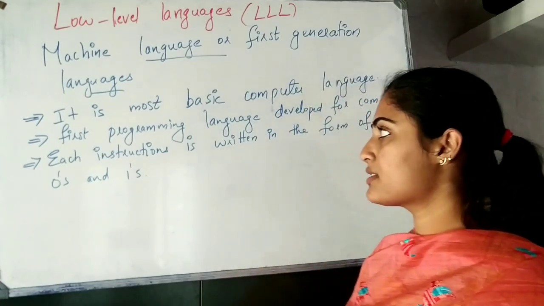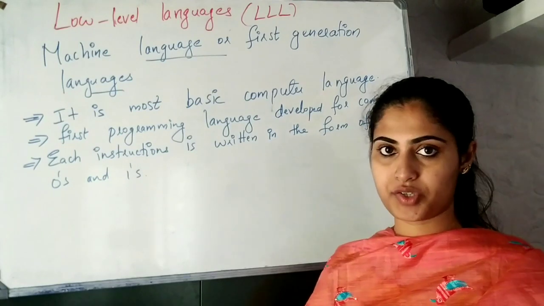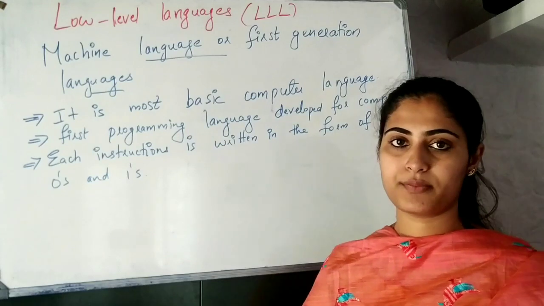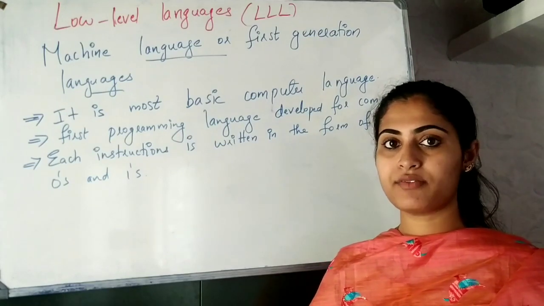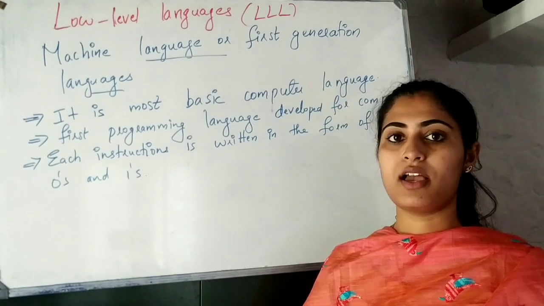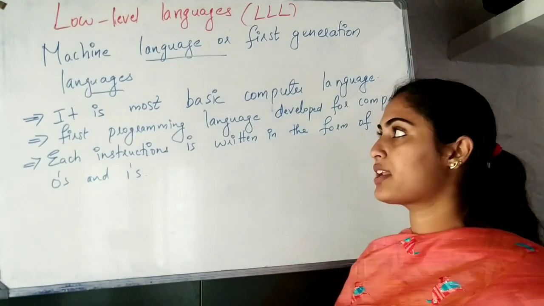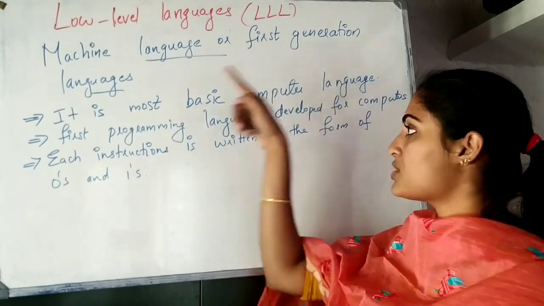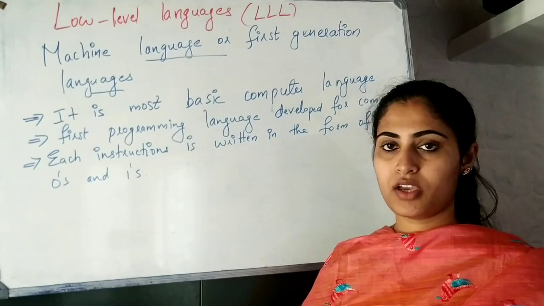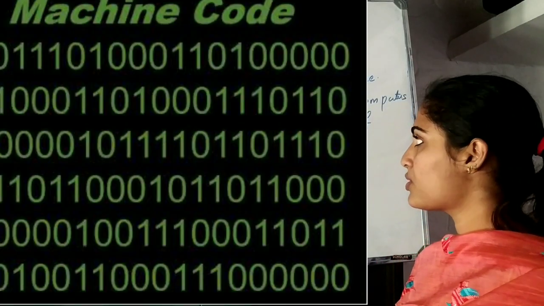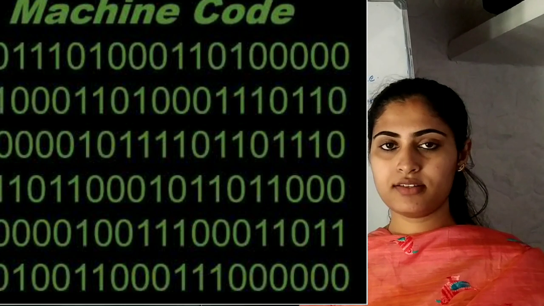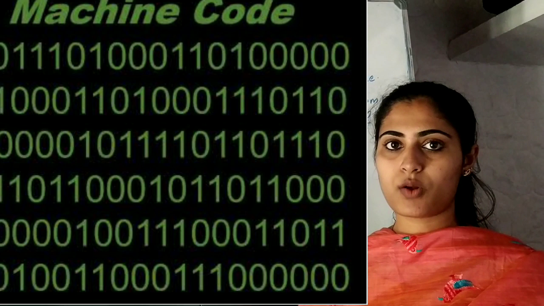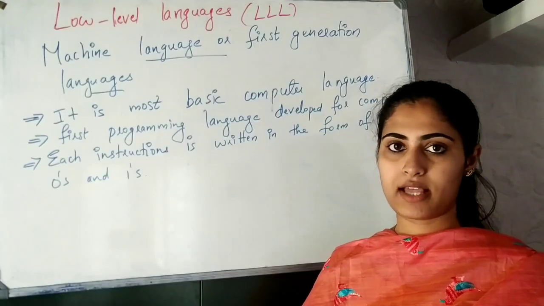Machine language is the most basic computer language, and it is the first programming language developed for computer. So which is the first programming language developed for computer? It is machine language, or first generation language. Each instruction is written in the form of zeros and ones, that is in binary form. Since it is a low level language, it understands only binary forms, that is zeros and ones.